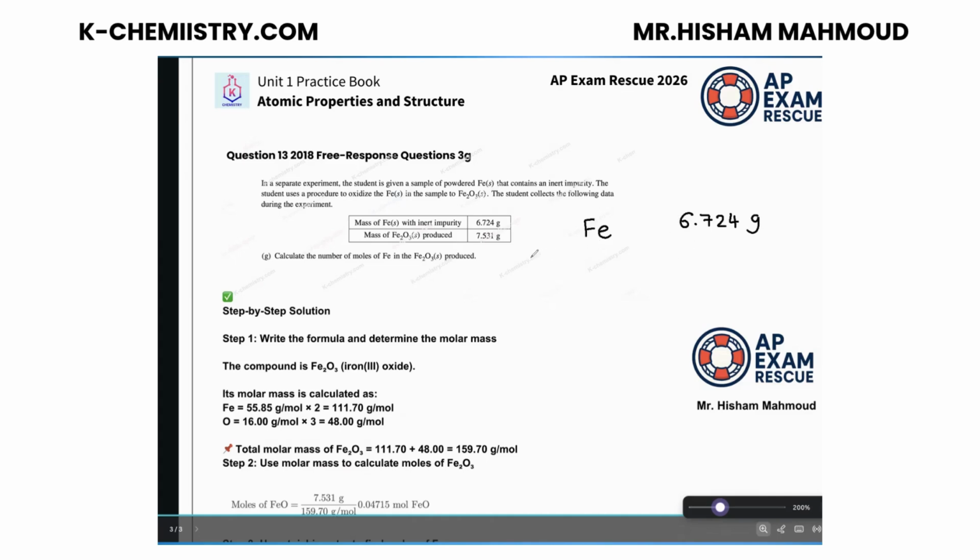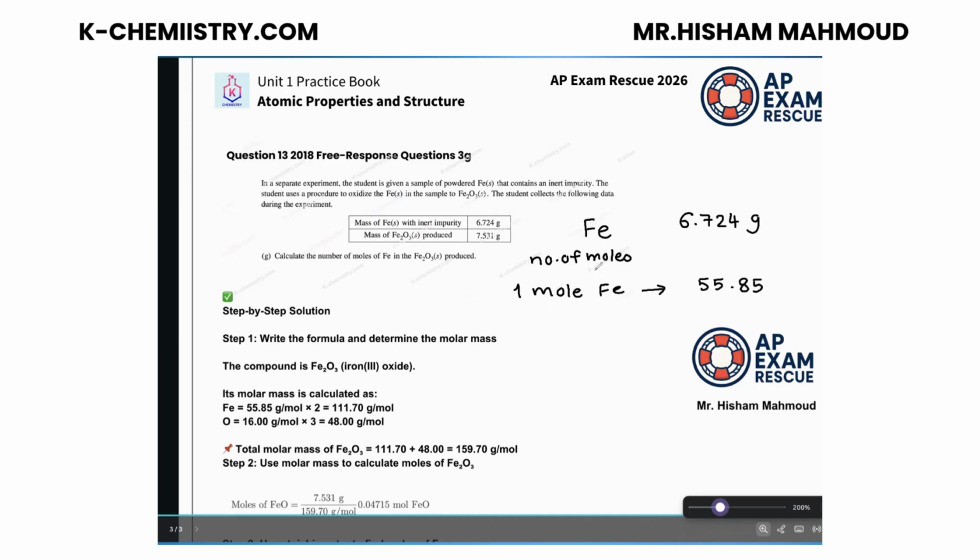So in order to find the number of moles, we need to find what is the mass of that. So the mass is 6.724, and you said that for every 1 mole of the iron, the mass is 55... wait, what was that in the periodic table? 55.85. So the molar mass, or the mass of 1 mole of Fe, is 55.85 grams.